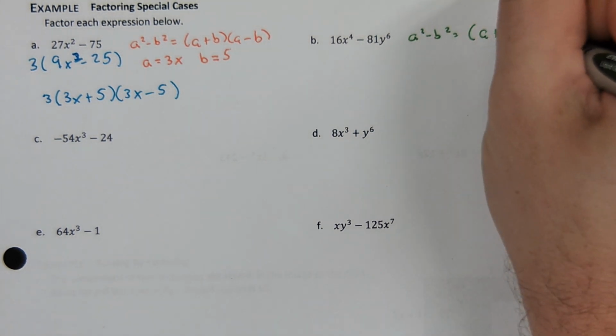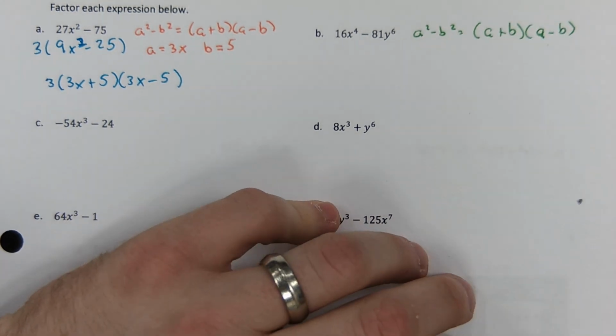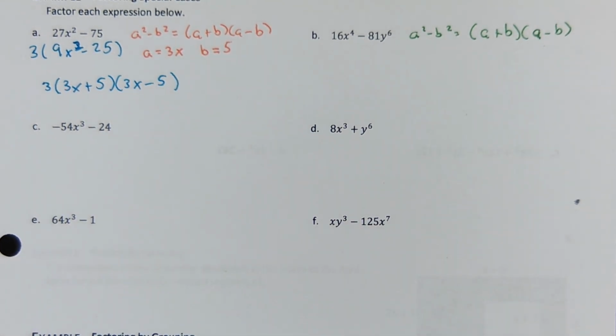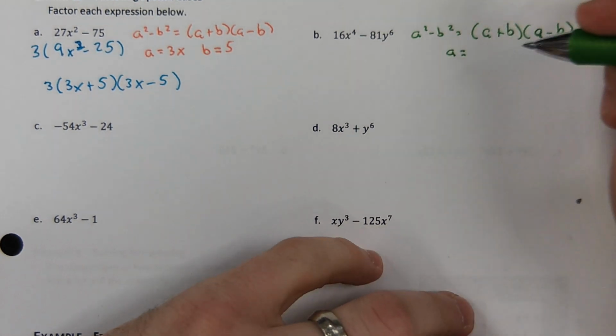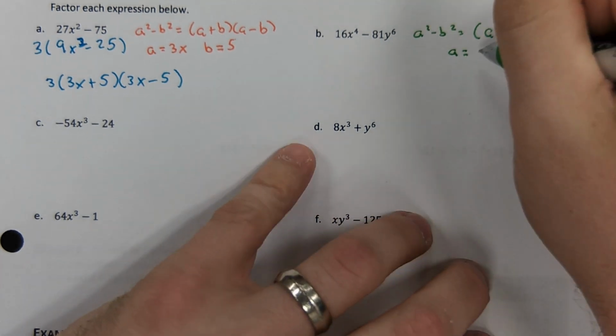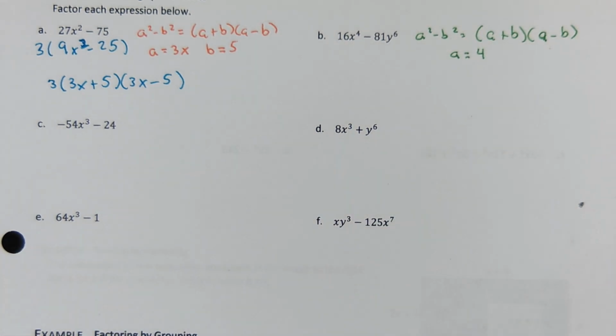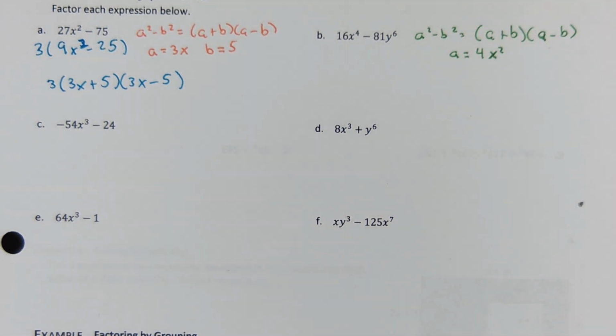Which is going to be a plus b times a minus b. Like I said, I will be writing the formula every time I go to use it. All right, let us figure out what our a and our b are. What is the square root of 16x to the 4th? Well, what's the square root of 16? 4, good. And remember that whenever you take the square root of something with an exponent, you're actually cutting the exponent in half. So if we cut our exponent in half, we're going to get x squared. So our a is 4x squared.